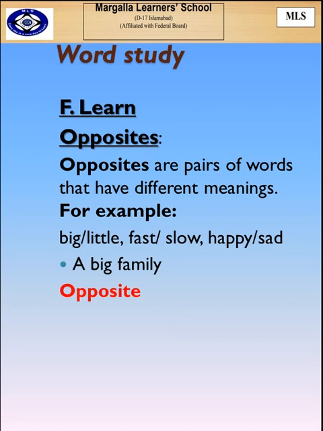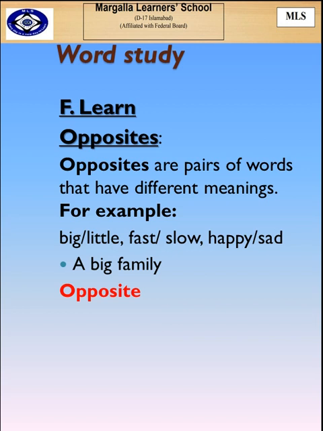Fast and slow. They both have different meanings and they both are opposite words. Happy and sad. They both have different meanings and they both are opposite words.